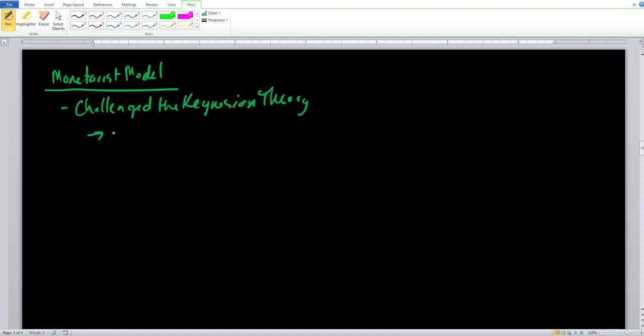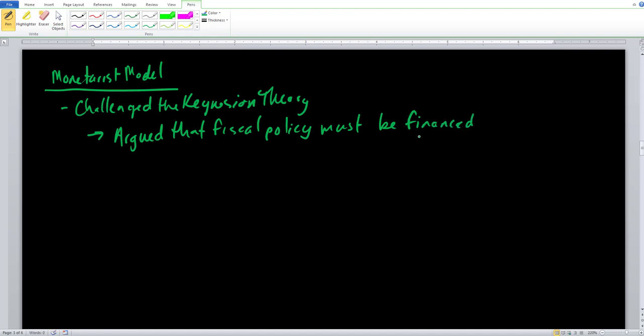The monetarist model basically argued two things. They argued that fiscal policy must be financed. So changes in government spending, changes in transfer payments, changes in taxes, that's all going to add to the deficit and debt of a particular nation. So it has to be financed in some way.